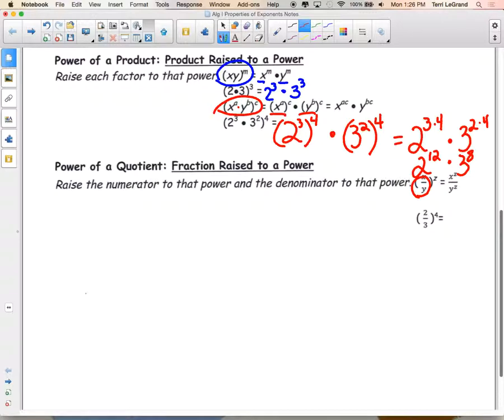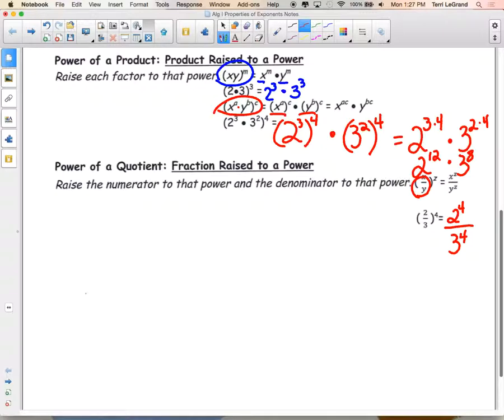What does it say we should do? Raise the numerator to that power and the denominator. Yeah, it says it right there in italics. Give the z to the numerator and to the denominator. So what are we going to do with 2/3? We're going to give the 4th power to the numerator 2, and the 4th power to the denominator 3. So 2 to the 4th power over 3 to the 4th power.